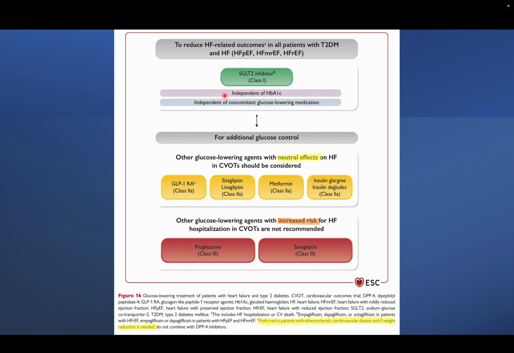Let's say a type 2 diabetes patient came to you with CAD or heart failure. The first line drug is always SGLT2 inhibitors, independent of HbA1c and independent of the glucose lowering medication. For additional control, you can add a GLP-1 agonist if the patient is obese. Sitagliptin or linagliptin can be added, metformin can be added, and basal insulin can also be added. These are the second line drugs that you can add later.